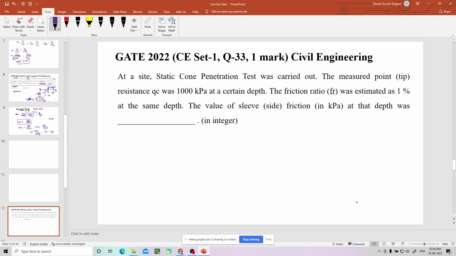The final question for this session is actually a site investigation question. The question is related to the site investigation. The question number is 33 from the set 1 again, which is of 1 mark.